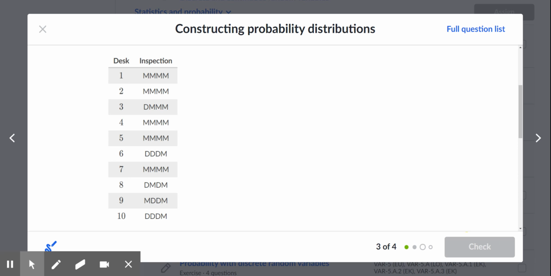So 2 mint condition, 2 mint, 2 mint, 2 mint. So there's 2 here. So there's 1. There's 2 mint. There's also 1. So 2 out of 10. How about 3 mint condition? 3 mint. 1, 2, 3. So there's 1. Okay, this is used. It's 3 mint. So there's only 1 out of 10.